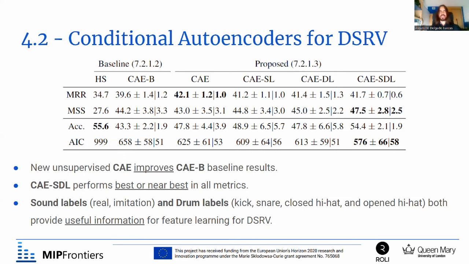Then we found that the autoencoder conditioned on sound labels and drum labels, on both at the same time, performed best or near best in all metrics compared to the other algorithms. And therefore, both sound and drum type labels provide useful information for feature learning in a drum sample retrieval by vocalization context. So we recommend the use of this type of conditioning when approaching these tasks or similar ones.